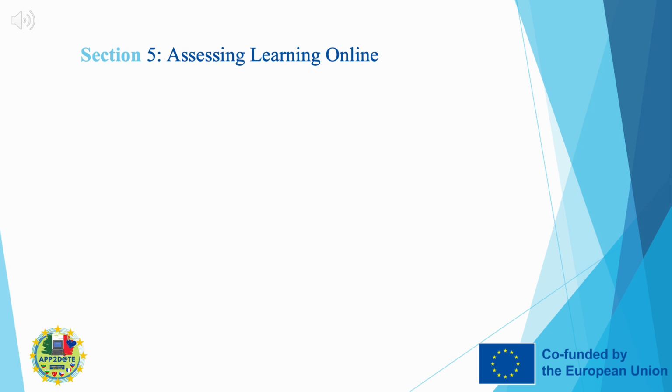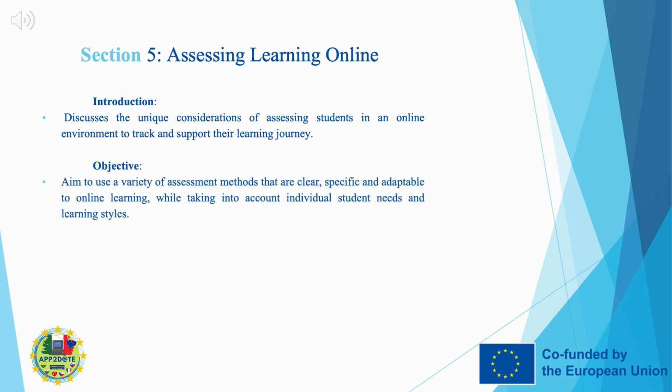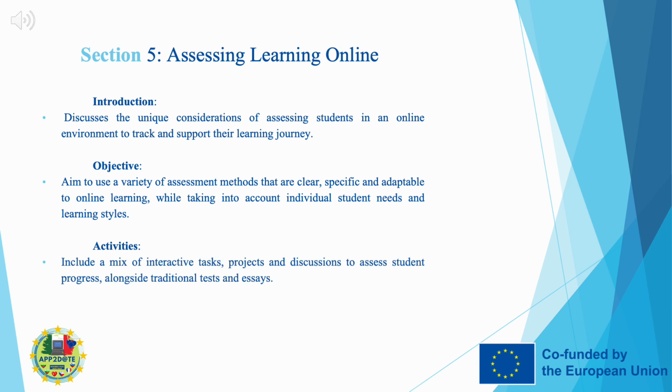Section 5. Assessing learning online. Introduction discusses the unique considerations of assessing students in an online environment to track and support their learning journey. Objective aims to use a variety of assessment methods that are clear, specific, and adaptable to online learning, while taking into account individual student needs and learning styles. Activities include a mix of interactive tasks, projects, and discussions to assess student progress, alongside traditional tests and essays.